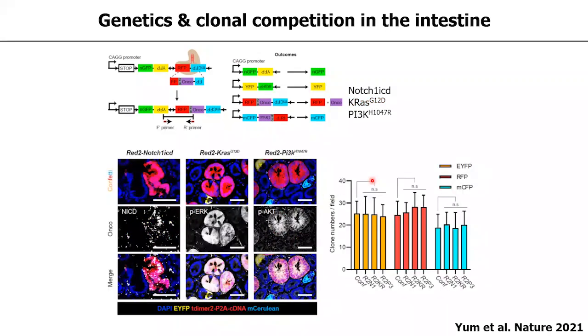We confirmed the system by looking at the downstream activation, such as Notch intracellular domain, phospho-ERK, phospho-AKT. And another nice point is that, like the original confetti allele, all these modified alleles are behaving in a very similar way in terms of yellow, red, and cyan clone generation in the tissue upon pre-activation.